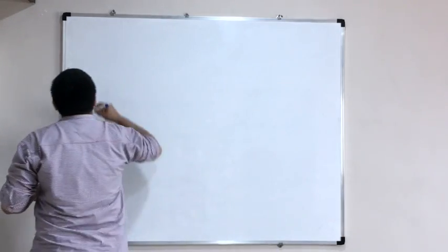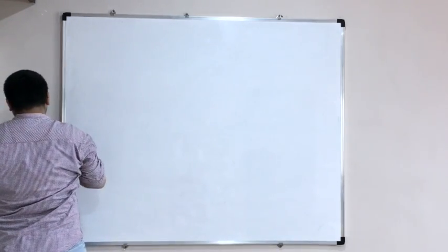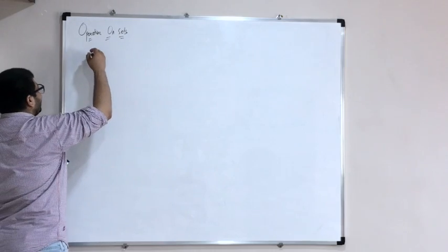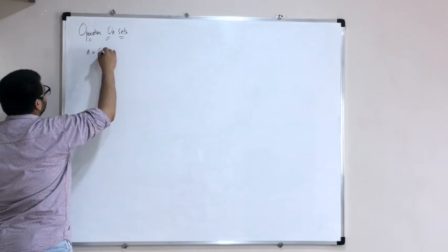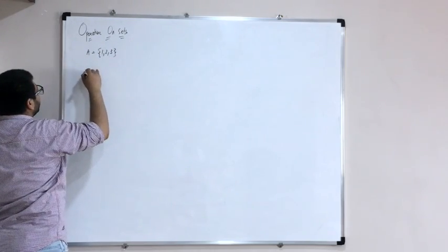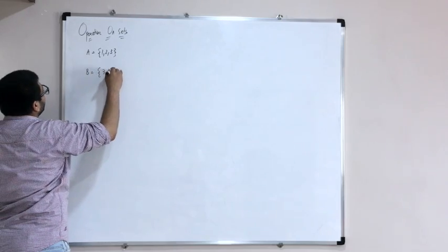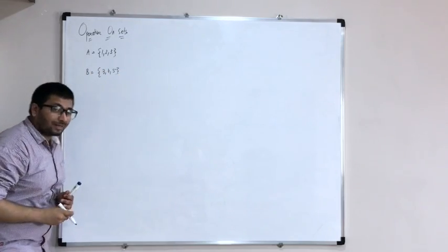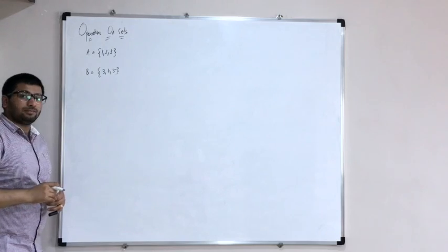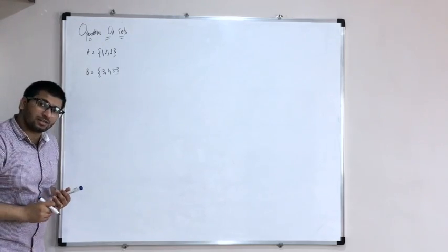Correct? Let's move to the next part, that is operation of sets. Okay. Let's see the first part. A set A is there. Let's say that it has 1, 2, 3 as an element. There's another set B which is having 3, 4, 5 as an element. A set A has 1, 2, 3 as an element. A set B has 3, 4, 5 as an element.